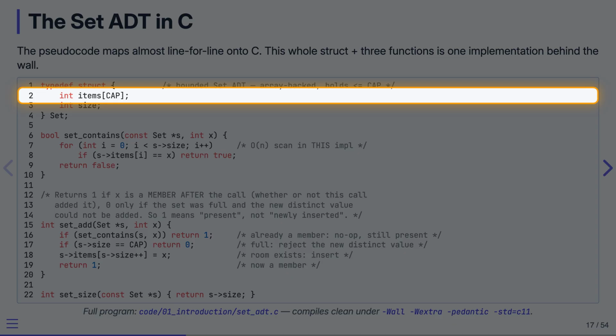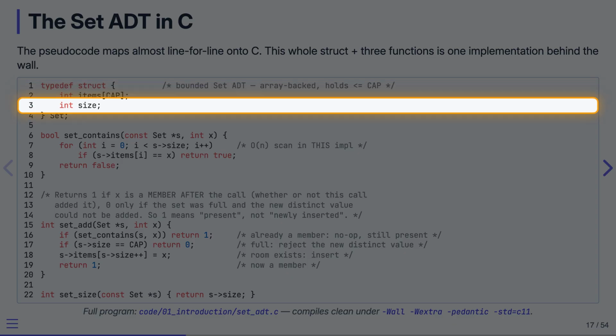Now the same set in real C. This whole struct plus 3 functions is one implementation behind the wall. The set stores its values in an array called items. The array has room for cap values. The struct also keeps a counter called size. It records how many values are stored right now, so a set is just an array plus a count.